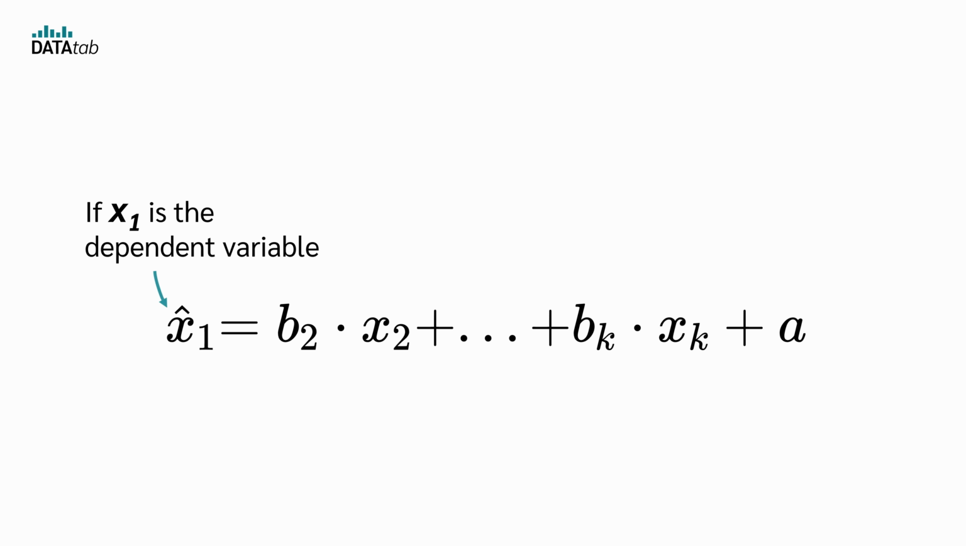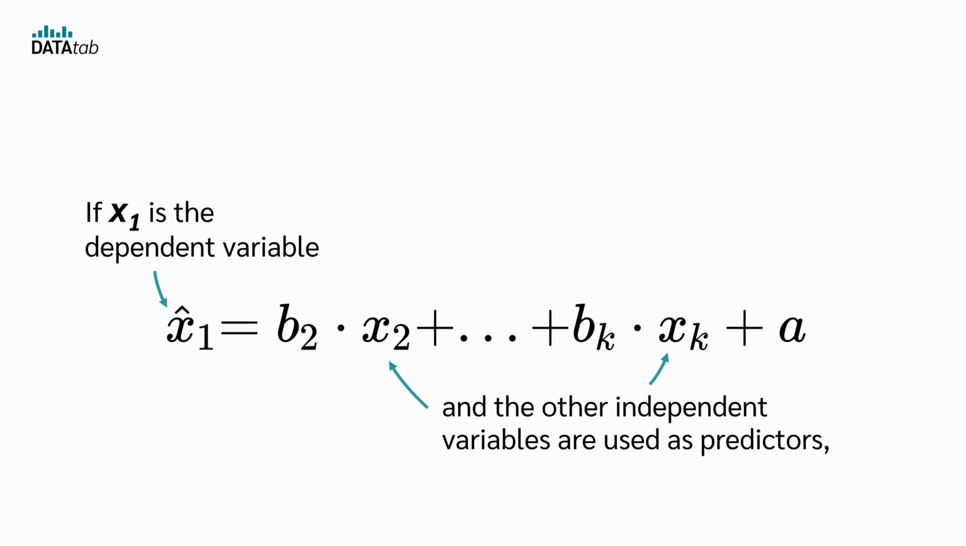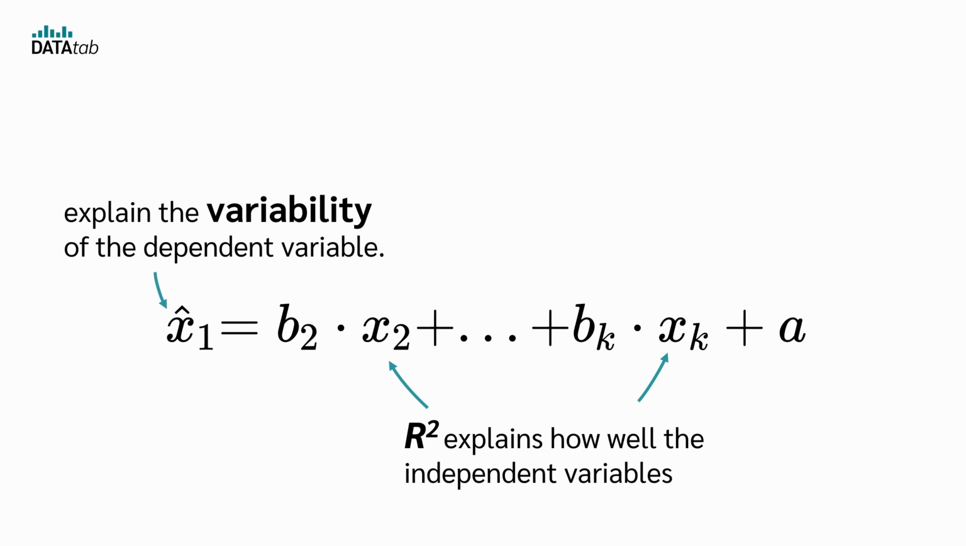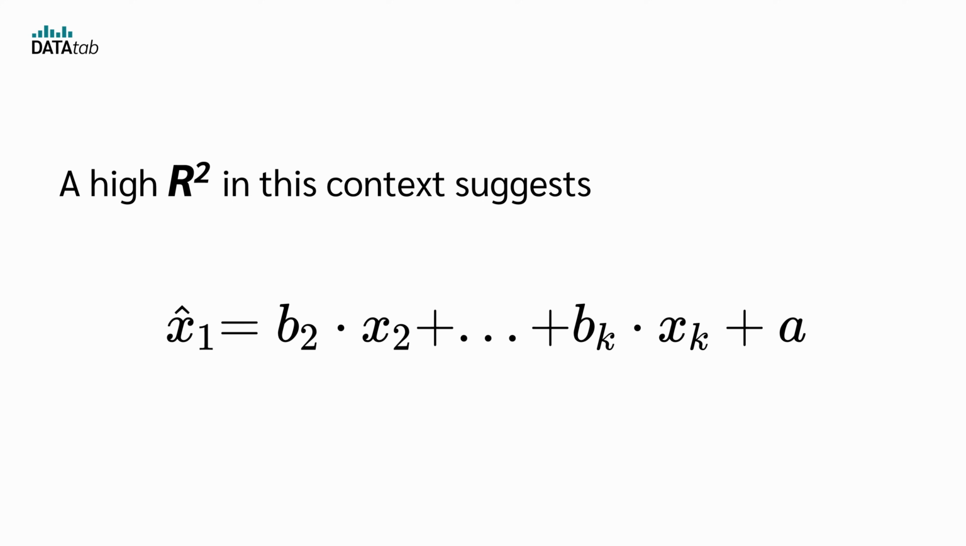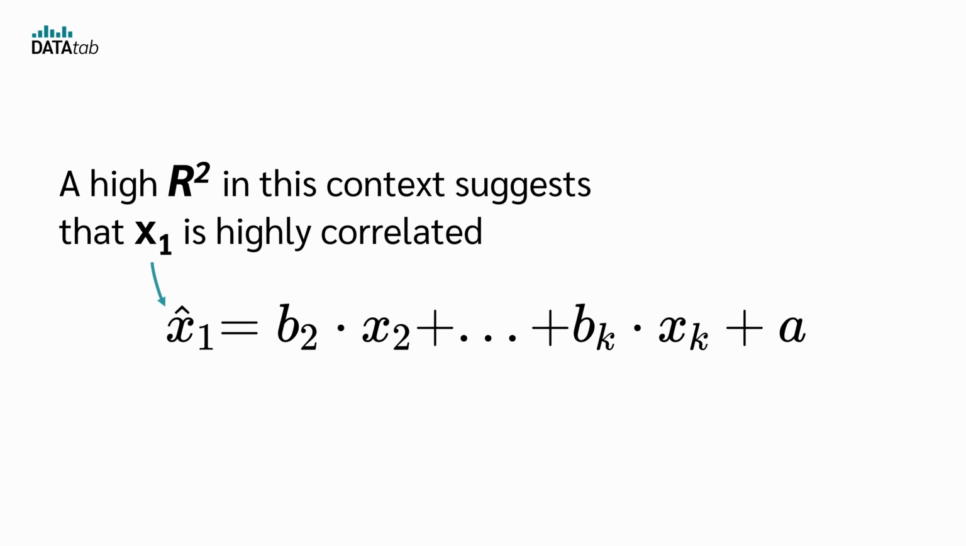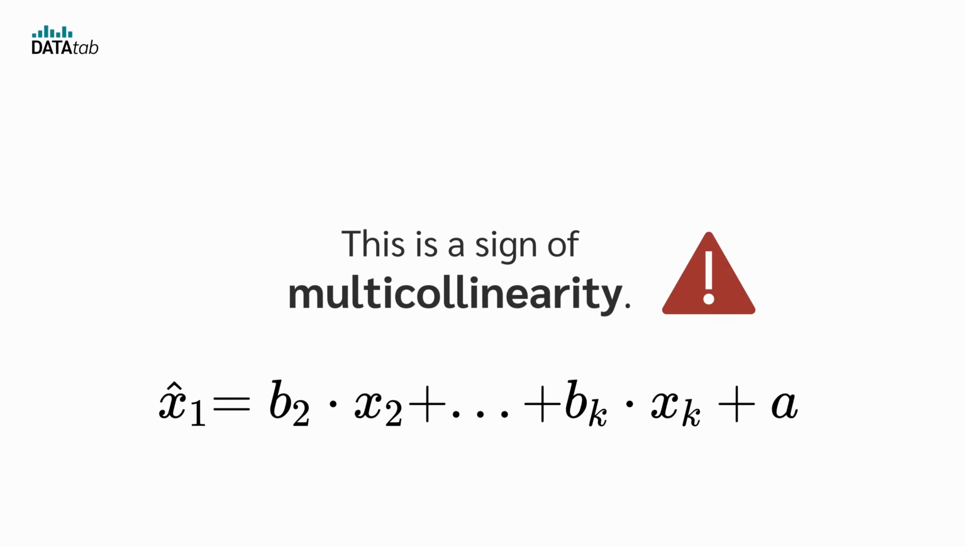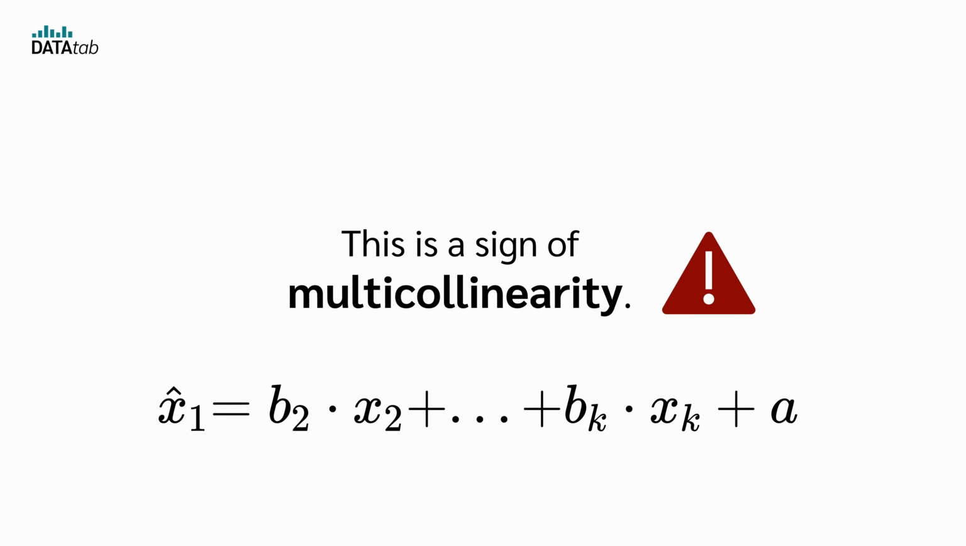If x1 is the dependent variable and the other independent variables are used as predictors, r squared explains how well the independent variables explain the variability of the dependent variable. Therefore, a high r squared in this context suggests that x1 is highly correlated with the other independent variables. This is a sign of multicollinearity.